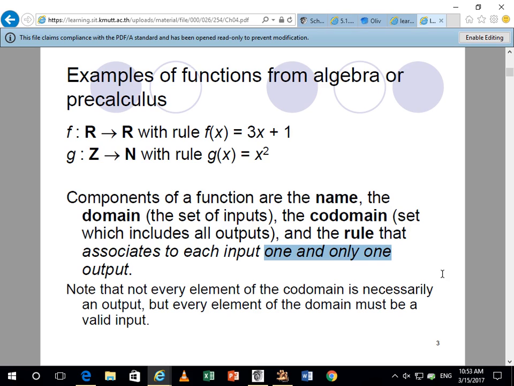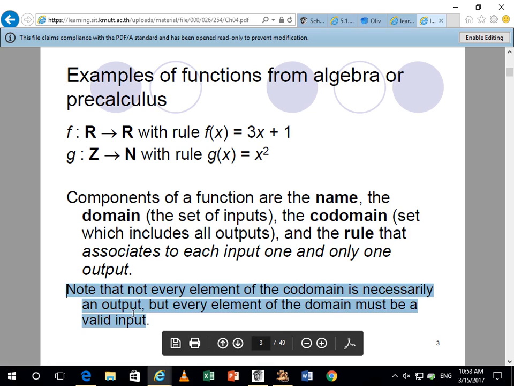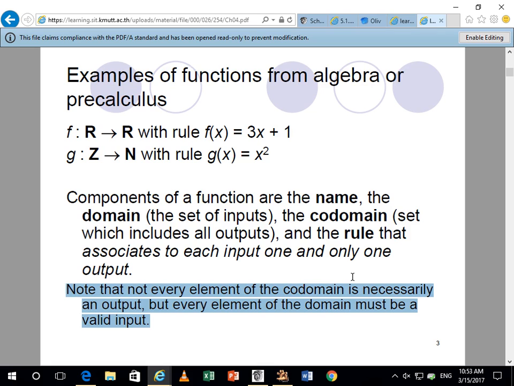So also make a note that here, all the elements in the codomain are not necessarily an output. So that means following these rules, you get an output. Following this, we get an output. All of these are outputs.